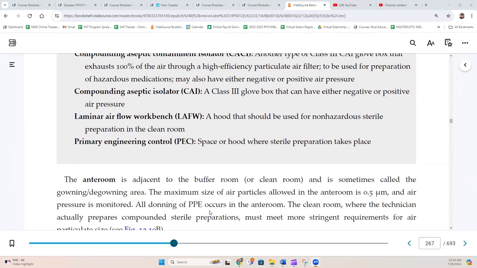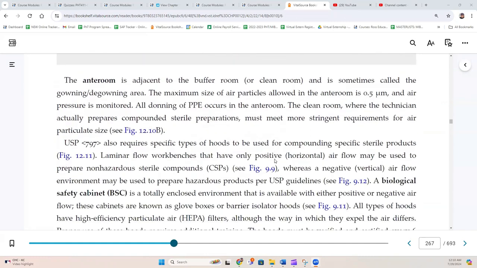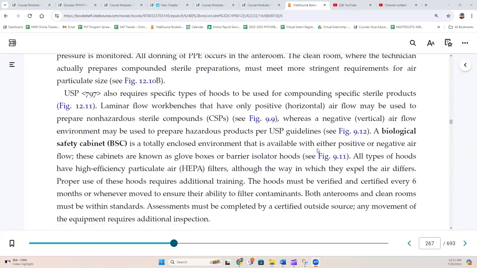And then we have the primary engineering control, which is a space or hood where sterile preparation takes place. The anteroom is adjacent to the buffer room or clean room, just mentioned a minute ago. It's sometimes called the gowning and degowning area. All donning of PPE occurs in the anteroom. The clean room, where the technician actually prepares compounded sterile preparations, must meet more stringent requirements for air particulate size.